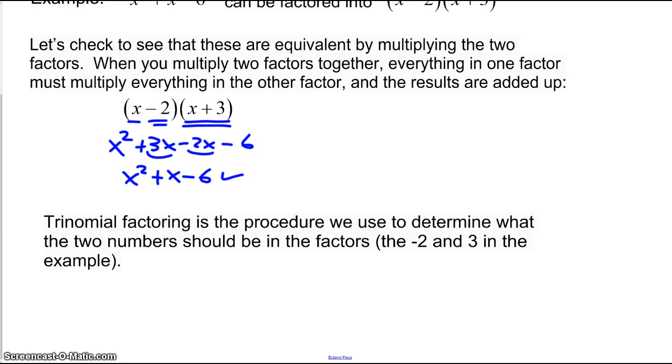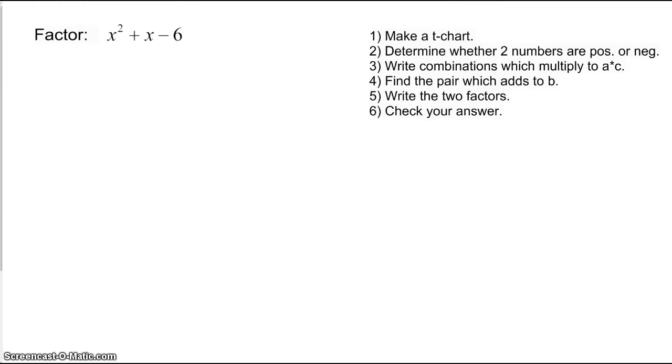Okay, so the process that we call trinomial factoring is basically to try to figure out what these two numbers are. The factors always begin with an x and an x here, and our job is to find the two numbers that need to go there. And we're going to learn a procedure for doing that when the leading term is a 1. So let me jump right in.